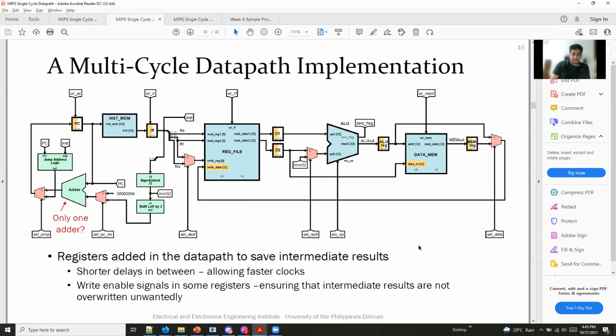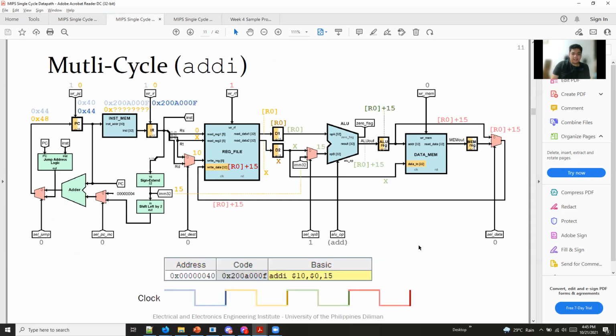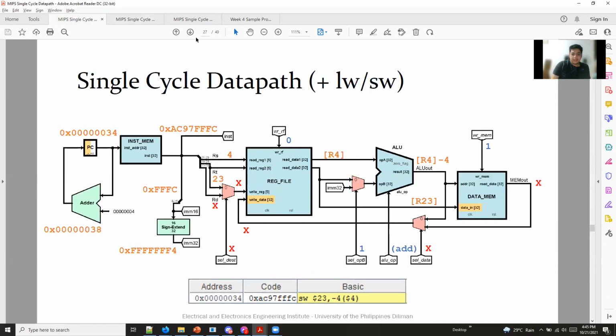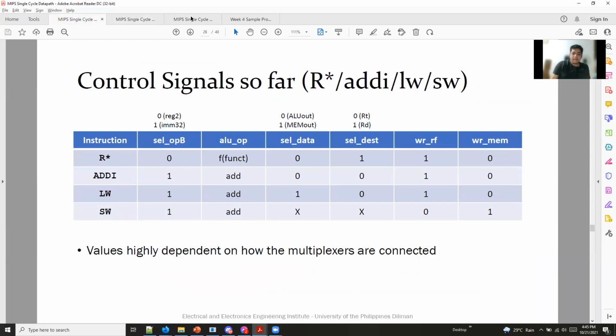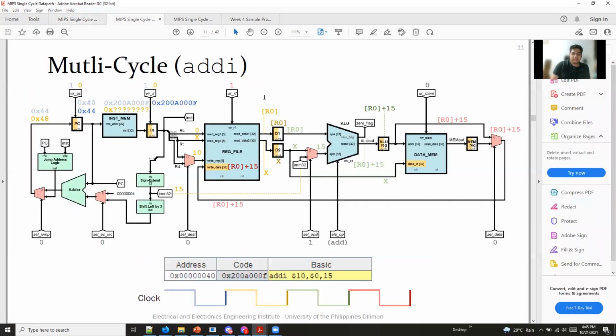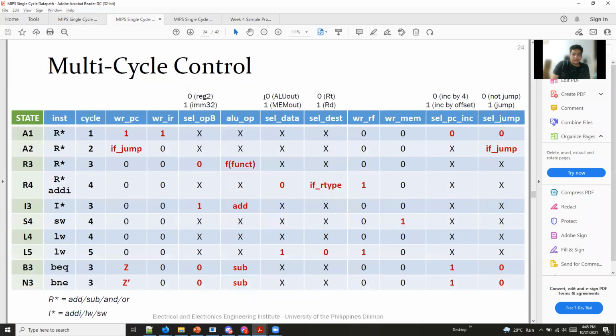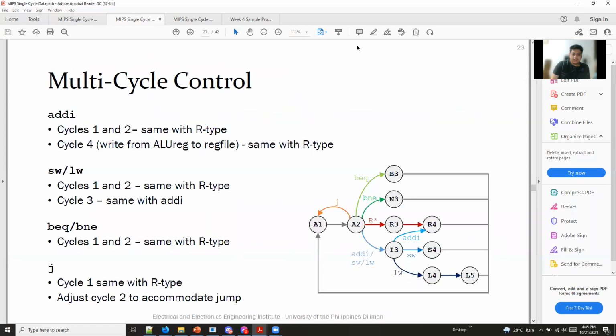So yun, nagpapakomplicate din dito yung mga control signals. Pero most likely than not, yung mga control signals natin is halos same lang naman dito. Pero yun nga lang, meron tayong added complexity nung per clock cycle. So, ayan, so parang iba-iba na yung per clock cycle, iba-iba yung instructions na kailangan natin galawin.